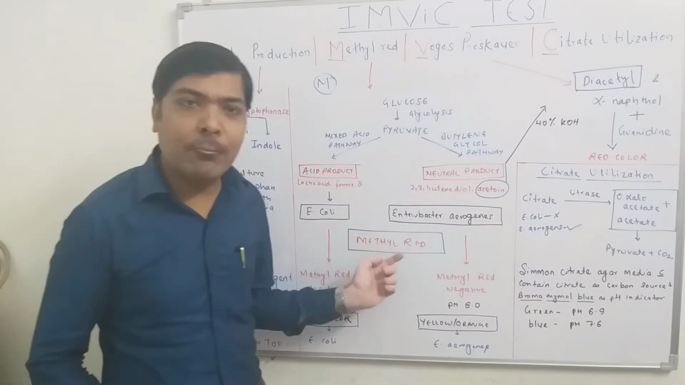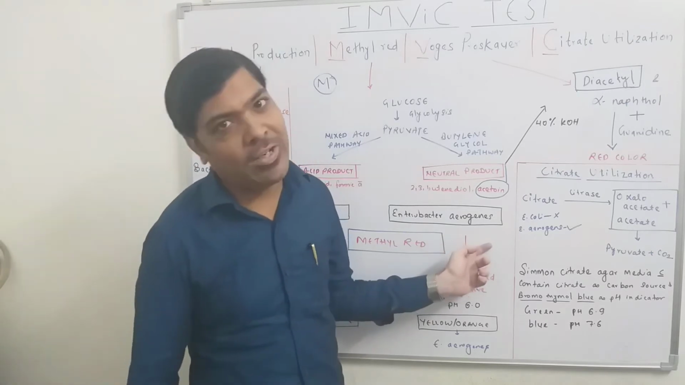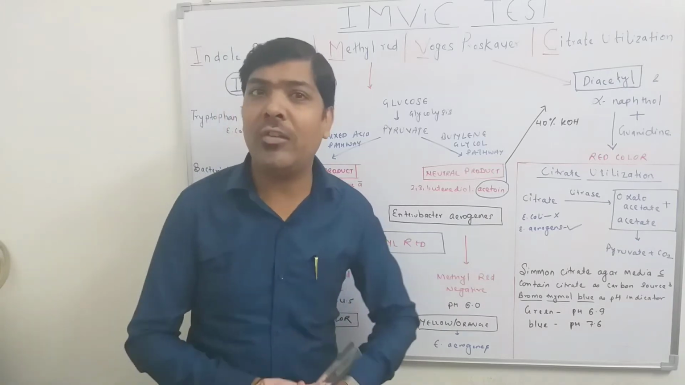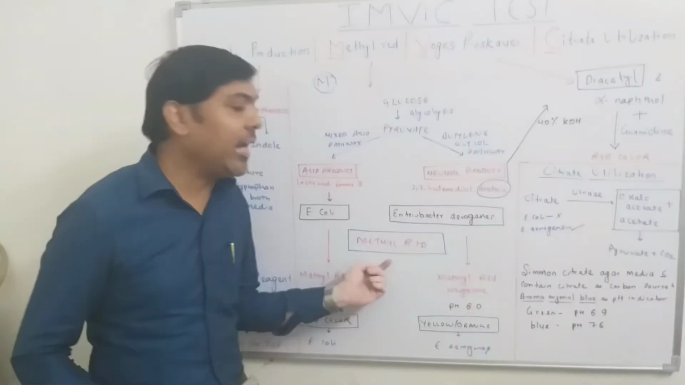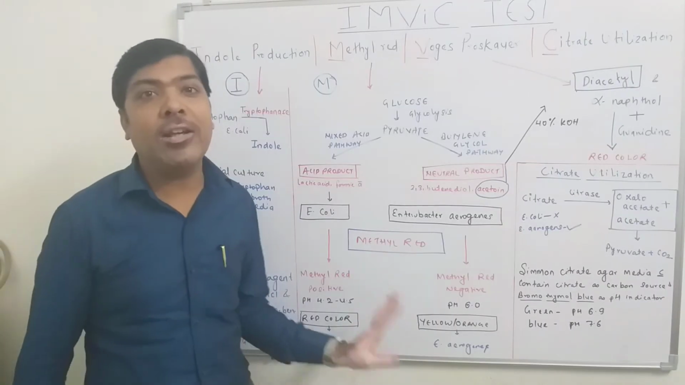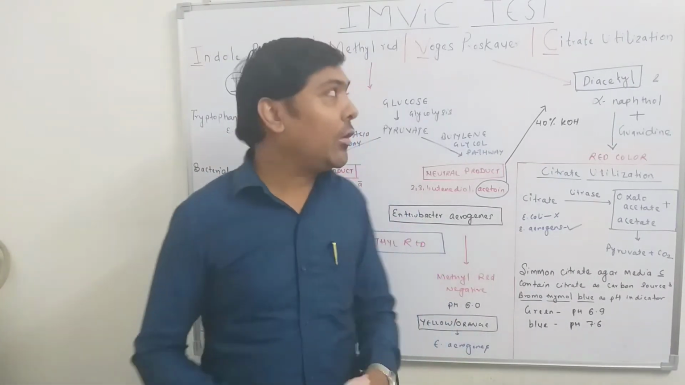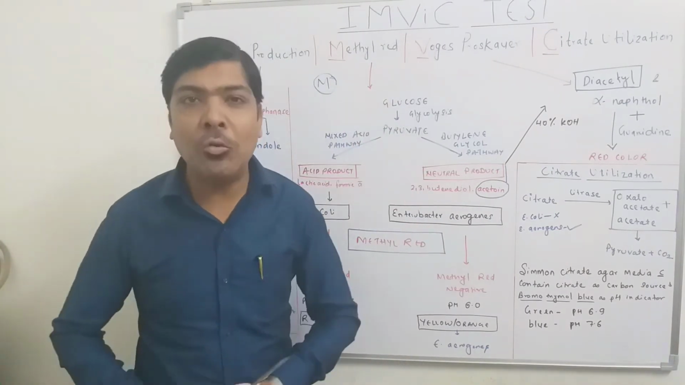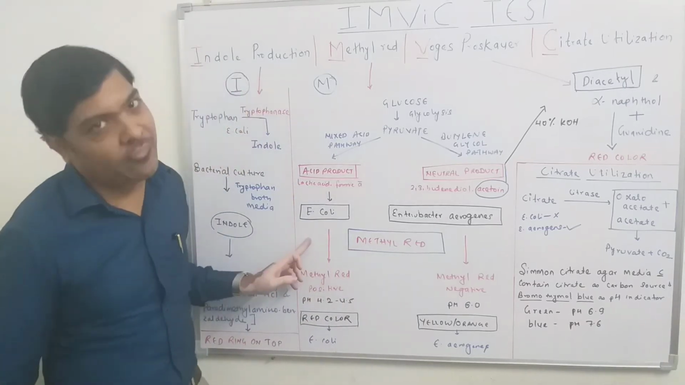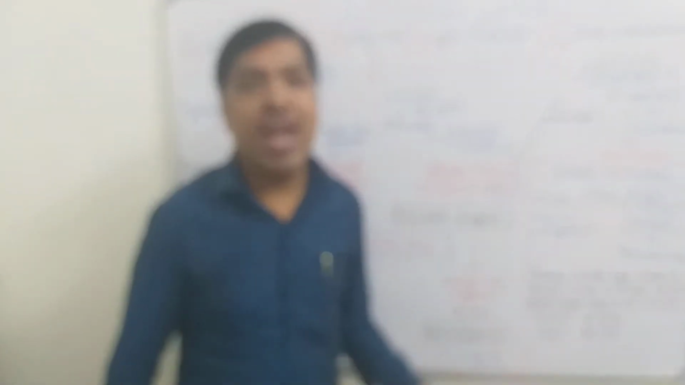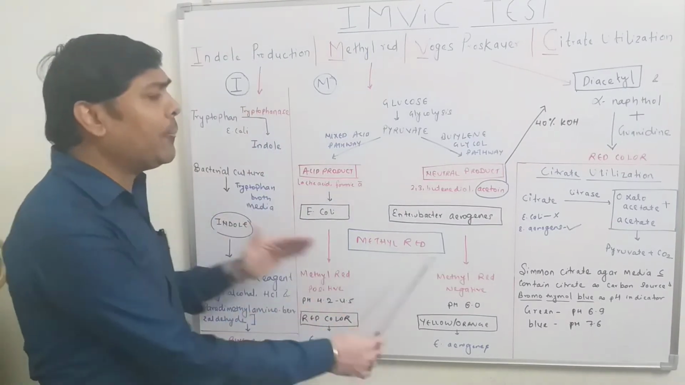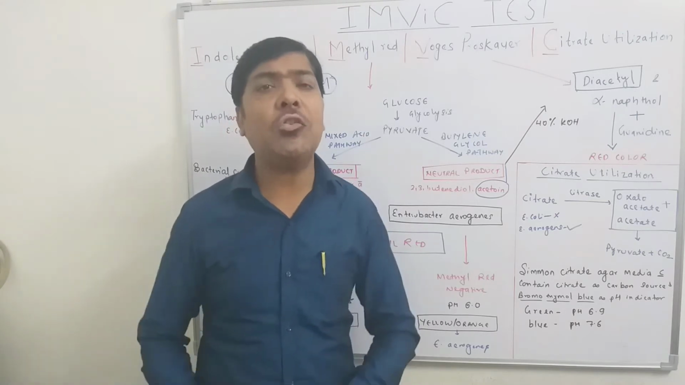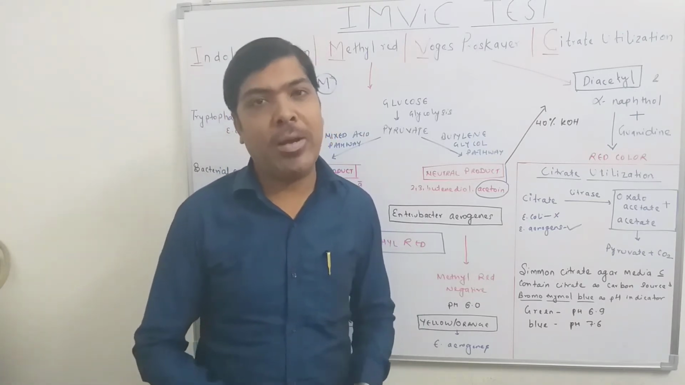Whereas if Enterobacter aerogenes is available in our sample, then what will happen? Because of the formation of the neutral product, the pH will not shift towards the acidic side, and when we add the methyl red dye, it will not give the red color. So if the red color is observed after adding methyl red, we can conclude that E. coli is available and it is not Enterobacter aerogenes. So with these two tests, we are identifying and differentiating the bacteria of the family Enterobacteriaceae.